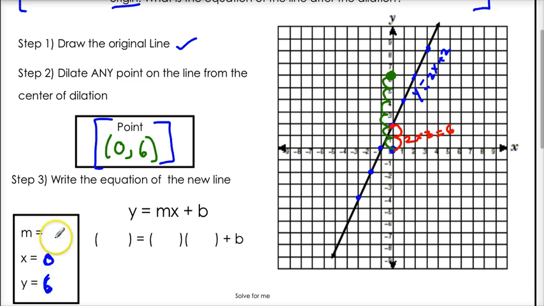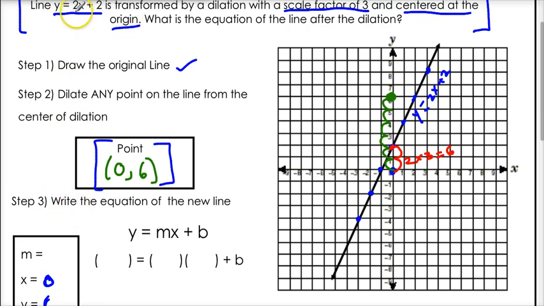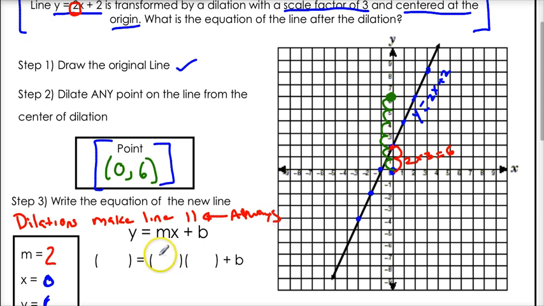Now, what slope are we going to use? Well, that's a pretty straightforward thing. The slope we use is the same slope as in our original line. So the slope of our original line is 2. So the slope of our new line will be 2. And why? Because dilations make lines parallel. So if you ever dilate a line, they will always be parallel. Always. So that's why we use the same slope.